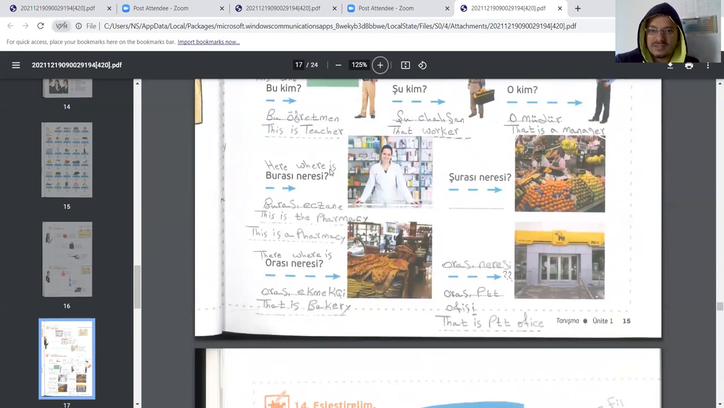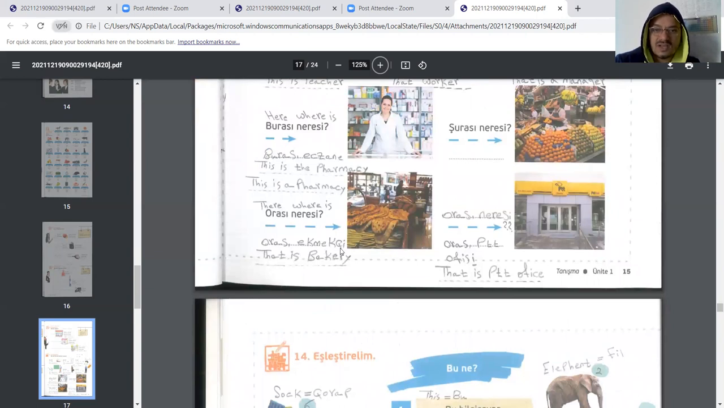Here, where is? Burası neresi? Where is here? Burası neresi? Burası eczane. This is the pharmacy. Şurası neresi? We can say şurası bazar, or market. Orası neresi? Orası ekmekçi. That is a bakery. Orası neresi? Orası BTT ofisi. Here we will talk about these additions in the next lectures. That is the BTT office.